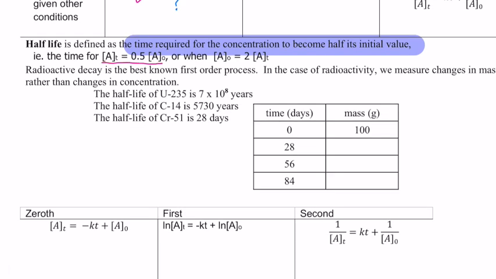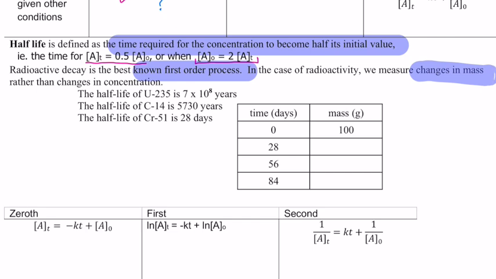You can think of that as the final concentration being half of the initial concentration, or exactly the same thing said in different words: the initial concentration is twice the current or final concentration. A radioactive decay is one of the best known first order processes. In this case, we measure the change in mass rather than a change in concentration.